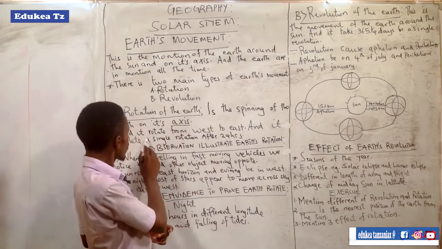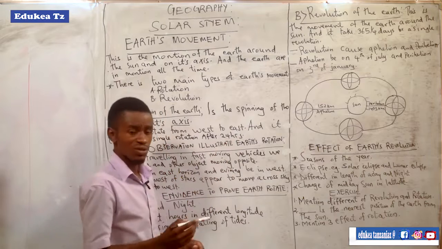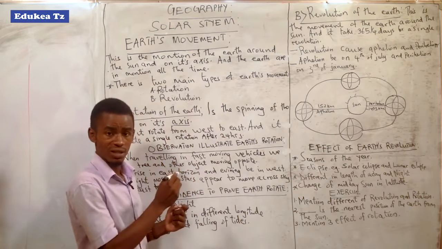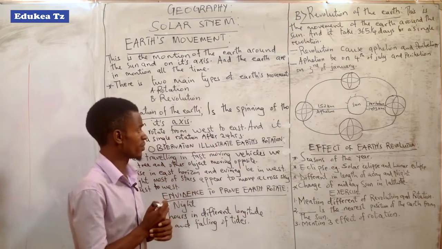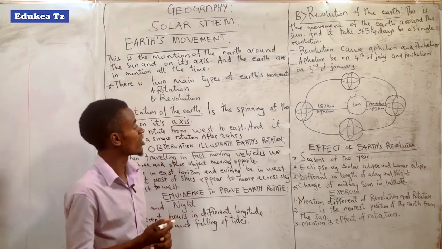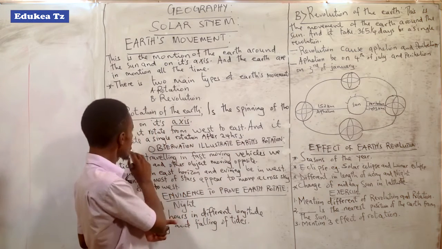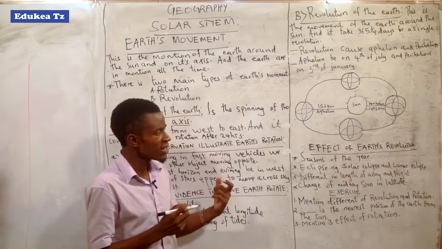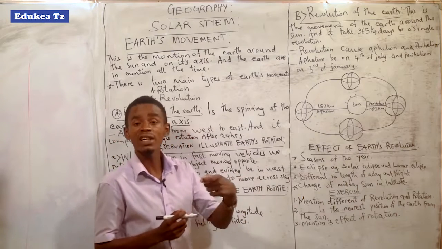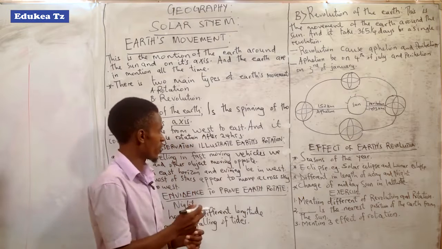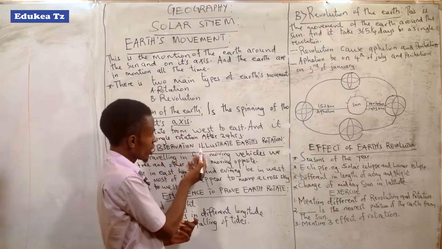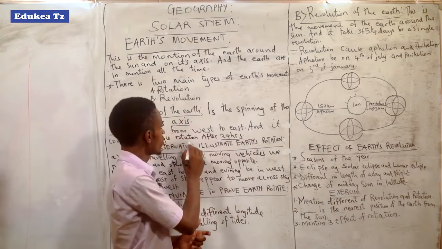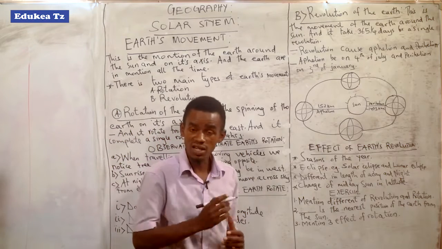And it rotates from west to east. You have to understand that when the Earth is in motion, it moves from west to east, not east to west. That is another feature of rotation. And it completes a single rotation after 24 hours. So we note that day and night are a result of the rotation of the Earth, because a single rotation takes 24 hours. It means that after 24 hours, the Earth has already completed a single rotation.